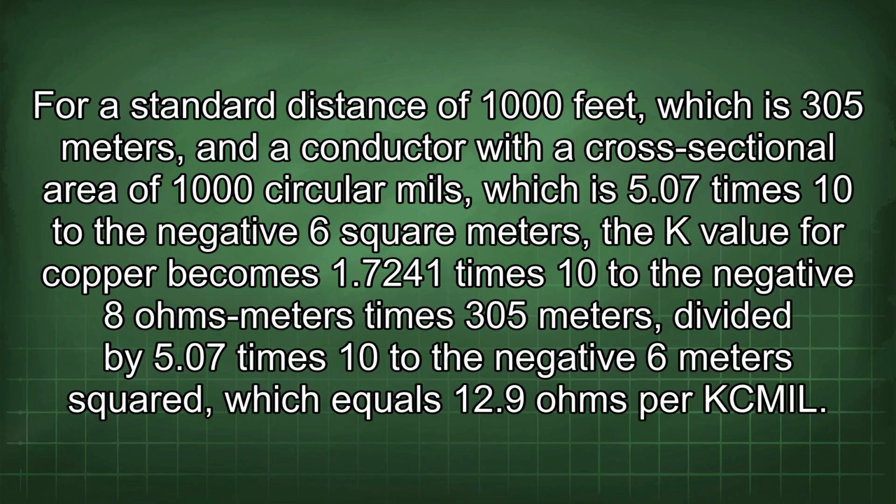For a standard distance of 1000 feet, which is 305 meters, and a conductor with a cross-sectional area of 1000 circular mils, which is 5.7 times 10 to the negative 6 square meters, the K value for copper becomes 1.7241 times 10 to the negative 8 ohm meters times 305 meters, divided by 5.7 times 10 to the negative 6 meters squared, which equals 12.9 ohms per kcmil.